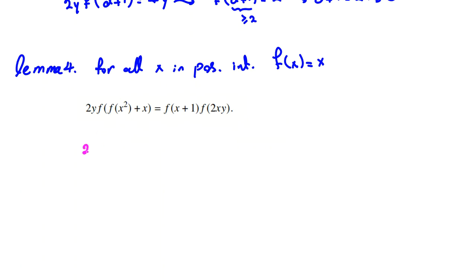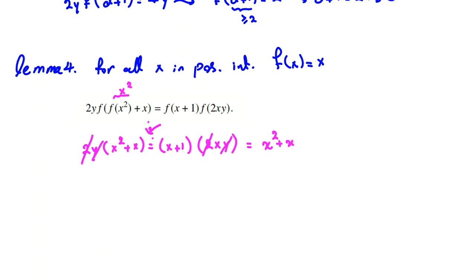Okay, so let's consider: it is 2y, f of x squared is x squared. F of x squared plus x is equal to x squared plus x. F of x plus 1 equal to x plus 1. We want to see, are the two sides equal or not? X plus 1 times 2xy. Now we cancel 2, we cancel y. Here it is x times x plus 1, which is x squared plus x. Left hand side also x squared plus x, so this part also equal.